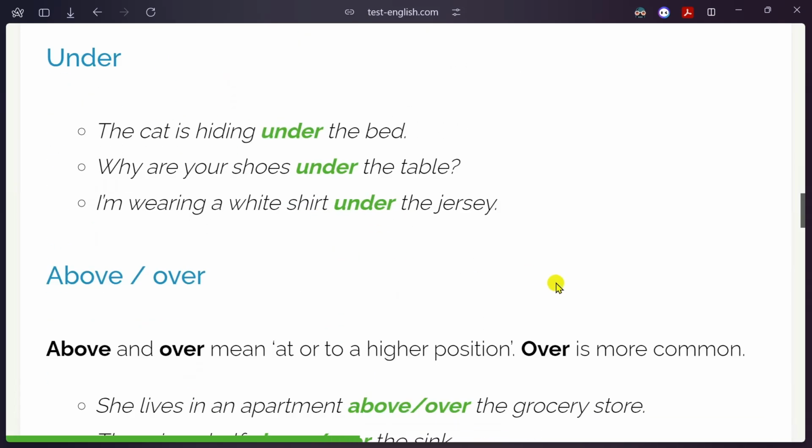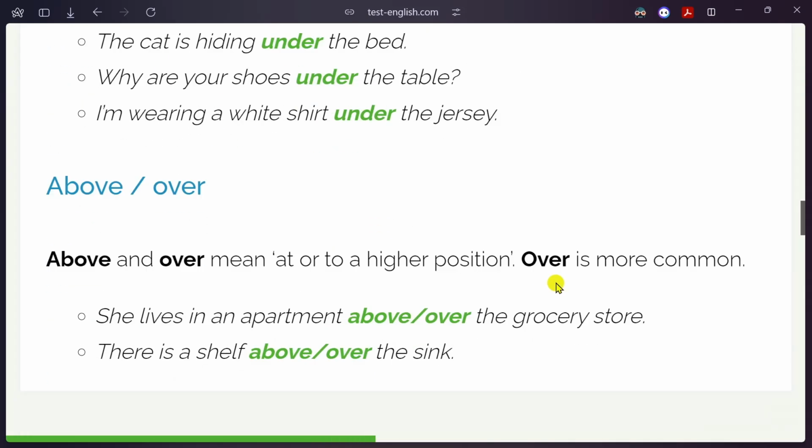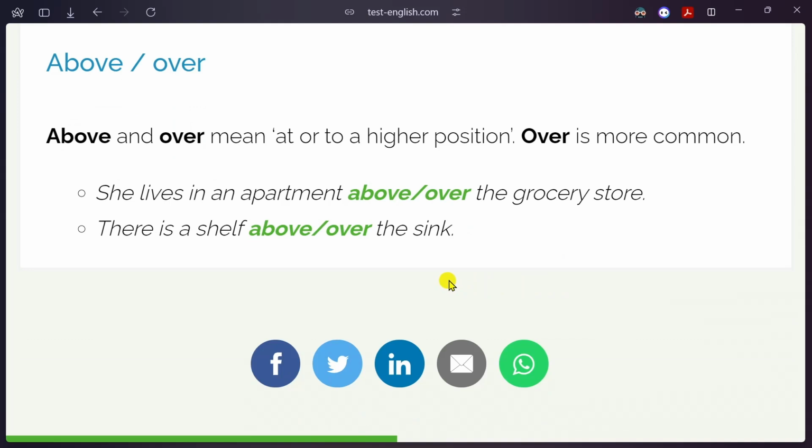So under, above, over. Okay, we are over. Yeah, over. This lesson is over.